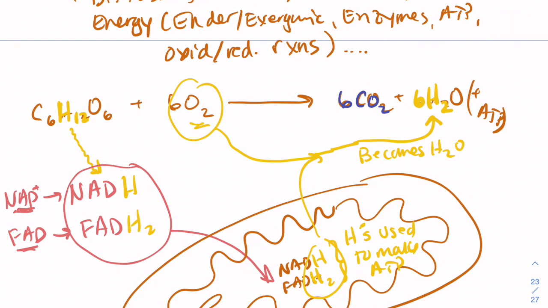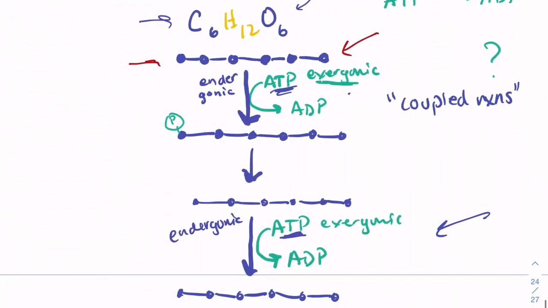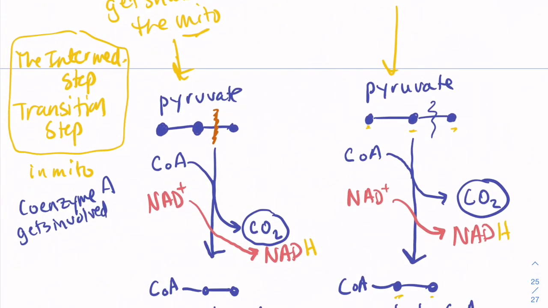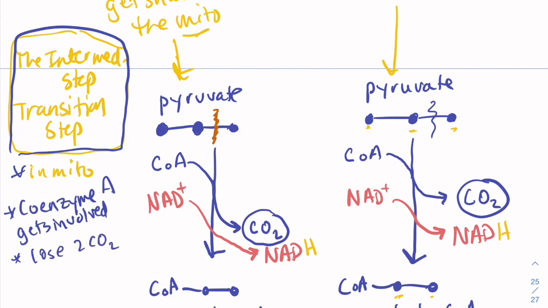Let's put two dashes there. We've made two of those, haven't we? Now let's skim down, get back up here. The transition step, the intermediate step, happens in the mitochondria. Coenzyme A gets involved. You lose two CO2s. It ends, we made two NADHs, and we ended up with two acetyl-CoA molecules. That is the intermediate step.